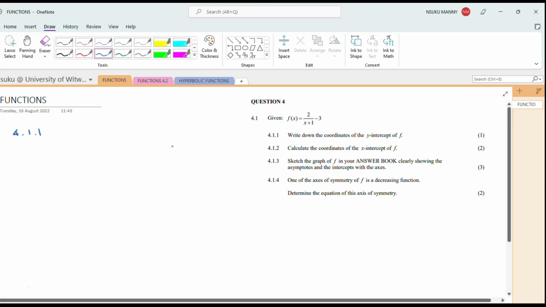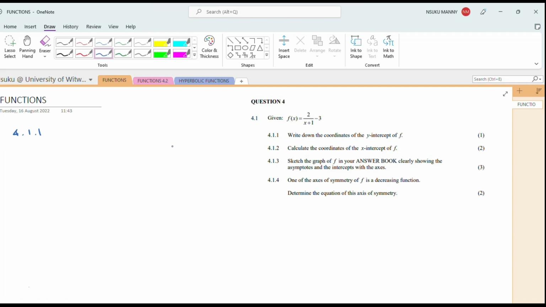So we know that for us to write down the coordinates of the y-intercept, we need to make x equal to 0. When x is equal to 0, we substitute that into the equation. Now we have f of 0 is equal to 2 over 0 plus 1 minus 3. That gives us 2 divided by 1, which is 2, minus 3, which gives us negative 1. So when x is 0, y is negative 1. That will be our y-intercept coordinates.